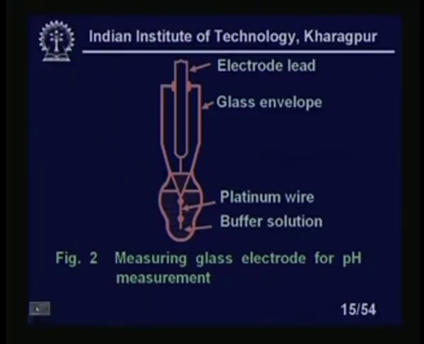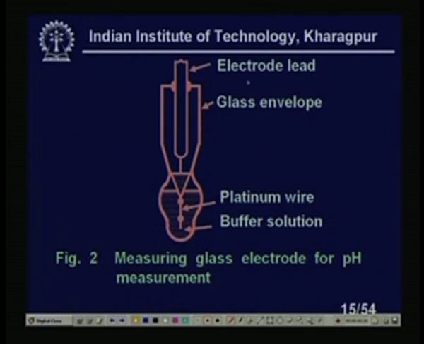You see, this is our measuring glass electrode. Everything is very clear here. You can see the electrode lead, this is a glass envelope, we have a platinum wire, and we have a buffer solution here for pH measurements.